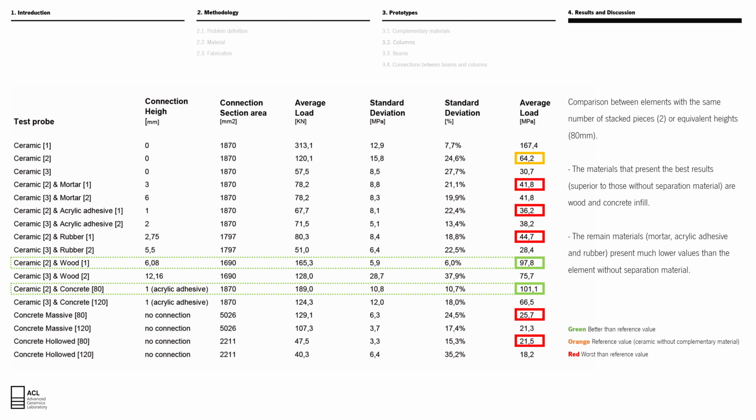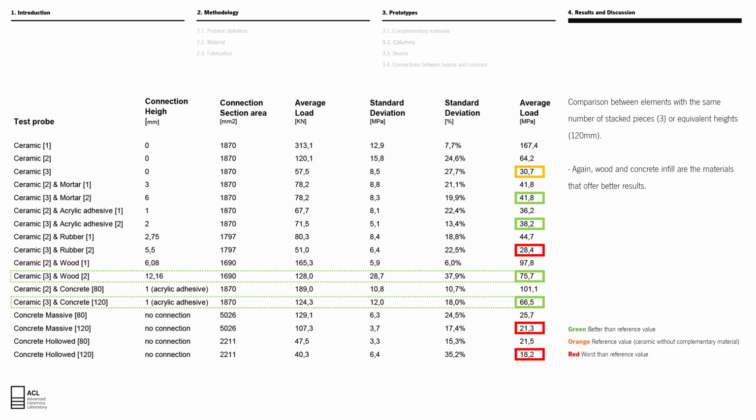Now the comparison between specimens with the same number of stacked pieces, 2 in this case, or equivalent sizes for the concrete ones. The materials that present values superior to those without separation material are wood and the concrete infill, highlighted in green. The remaining materials present much lower values than the reference specimen, as we can see here in red. Here we have the comparison between elements with 3 stacked pieces and equivalent sizes.